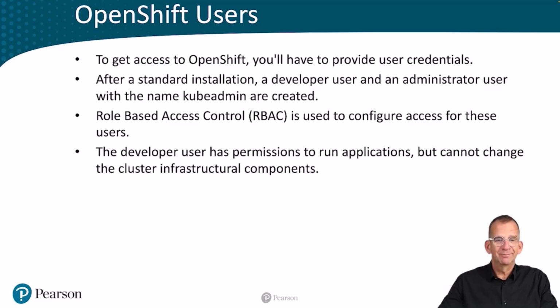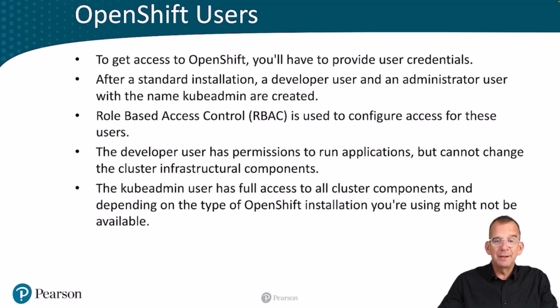Role-based access control, or RBAC, is a key component of OpenShift that is used to configure access for these users. The developer user has permissions to run applications, but cannot change the cluster infrastructure components. And the kubeadmin user has full access to all cluster components, and depending on the type of OpenShift installation you're using, might not be available. What does that mean? Well, that means that if you are running OpenShift in one of the managed distributions as provided by main cloud providers, then the cloud provider is taking care of the infrastructure. And you won't have access to modify the infrastructure for yourself, because that involves additional billing and additional permissions as well.